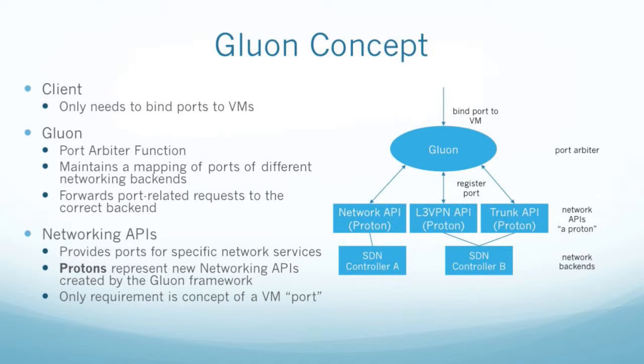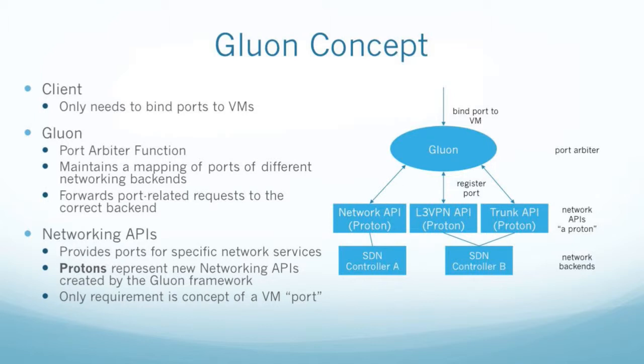The main feature of Gluon is we make it very easy to generate these networking APIs. We have a framework that will take a specification file and generate most of the logic to implement this API. We call these APIs that are generated by our framework a Proton, so you'll see that term in the following slides. So a Proton is a networking API that's generated, provides a specific network service, and provides ports that can be bound to VMs.